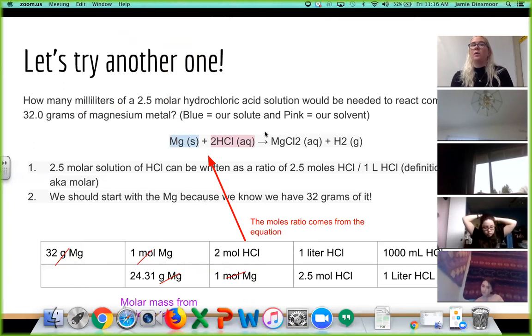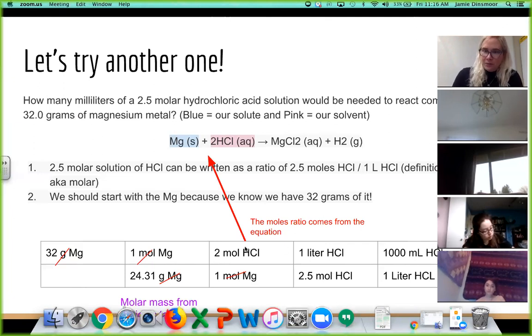But again, that's not what we want. We want to know how many milliliters. So we need to get from moles to liters. Well, guess what? We know the molarity, which is moles per liter. And remember, you could switch those two around because they equal 1, essentially. 1 liter per 2.5 moles is the same thing as 2.5 moles per 1 liter. They're equivalent.